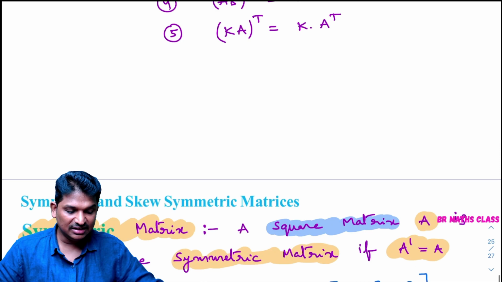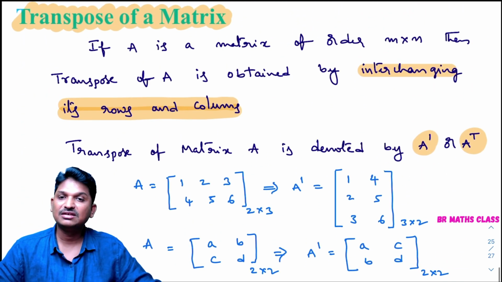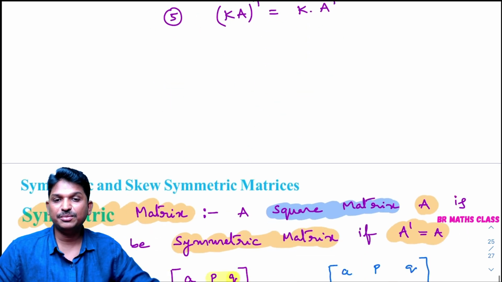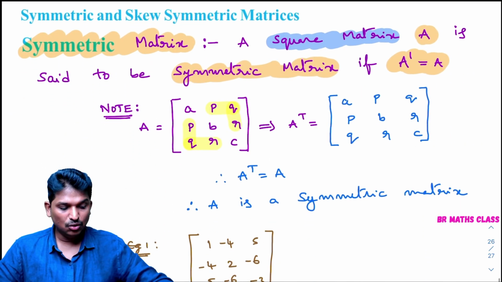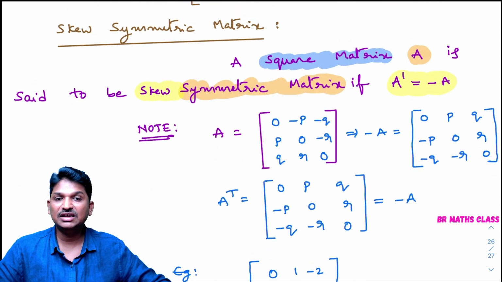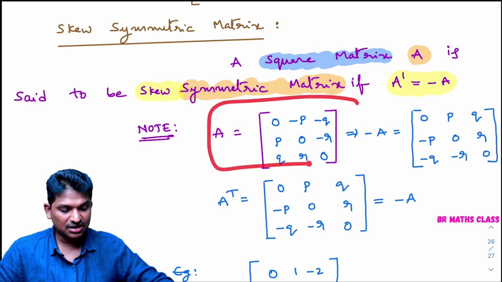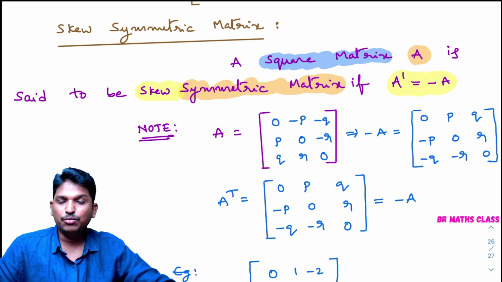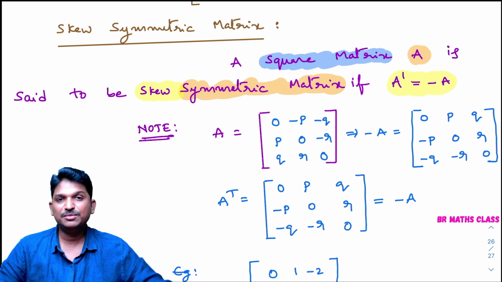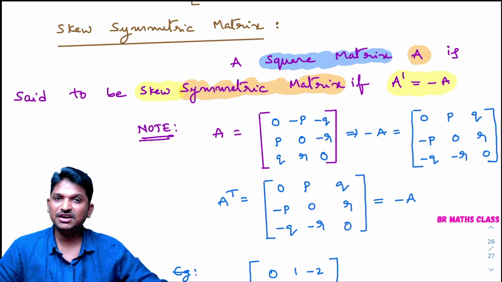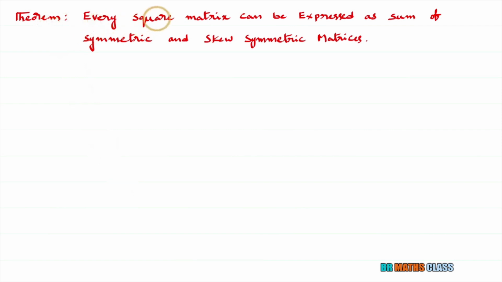So till now, what we learned in this class, we learned the definition of transpose of a matrix. We learned what are the properties of transpose of a matrix, and we learned the definition of symmetric matrix. What is the general pattern of symmetric matrix? And we learned the definition of skew symmetric matrix and general pattern of skew symmetric matrix. Now, very important theorem. Every square matrix can be expressed as sum of symmetric and skew symmetric matrix. We will see the proof of this theorem now. What is this theorem statement? Every square matrix can be expressed as sum, S-U-M sum, not S-O-M-E some, of symmetric and skew symmetric matrices. I am going to prove this result in this class.